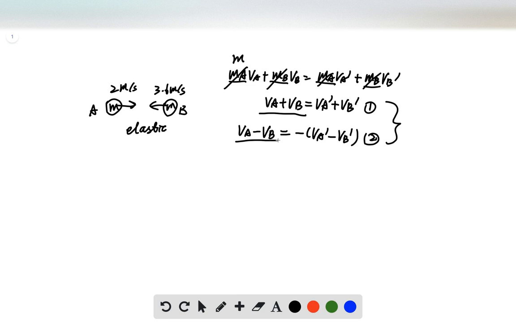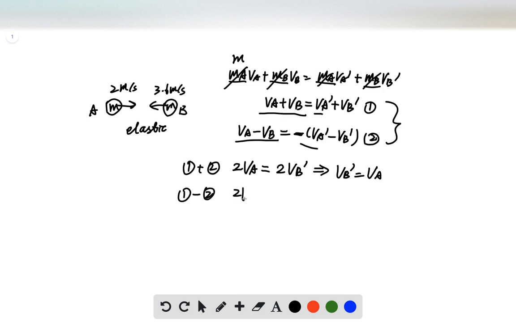So if I add them up, I have 2 VA on the left-hand side. On the right-hand side, VA prime and negative VA prime will cancel. But this one, because there is a minus sign and a parenthesis, is actually plus VB prime. So I have 2 VB prime on the right. That pretty much tells me VB prime equals VA. What if I subtract, 1 minus 2?